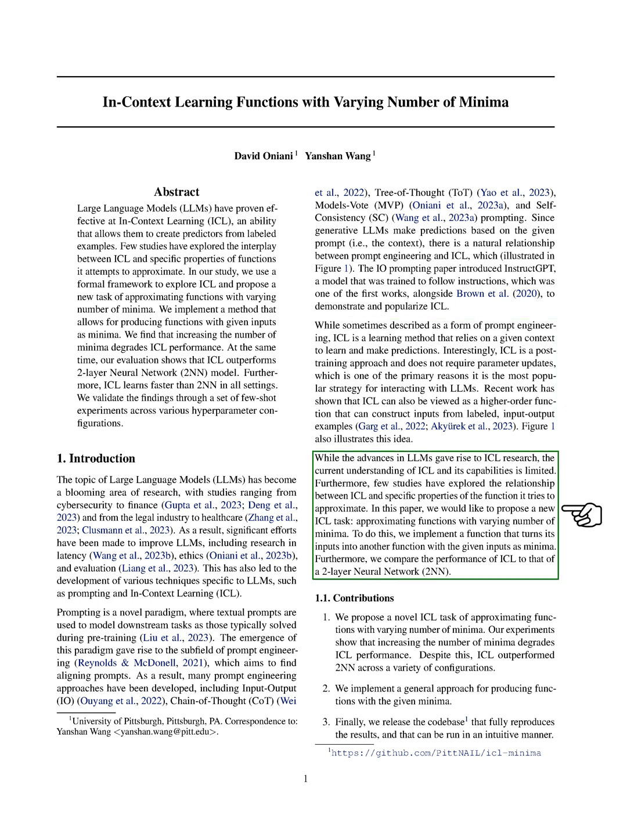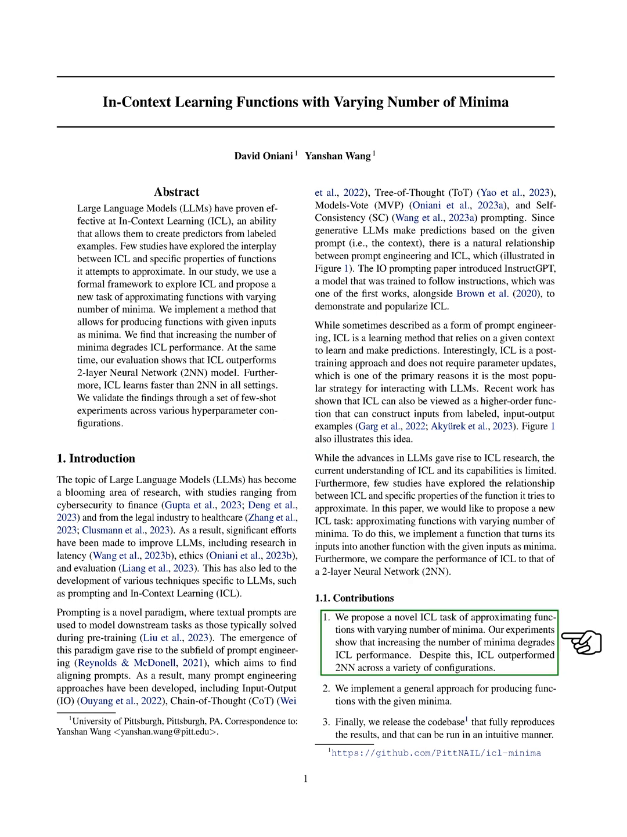While LLM advancements have spurred ICL research, our understanding of ICL and its capabilities is still limited. Few studies have explored the relationship between ICL and specific properties of the function it tries to approximate. In this paper, we propose a new ICL task, approximating functions with a varying number of minima. We implement a function that transforms its inputs into another function with the given inputs as minima. We also compare the performance of ICL to that of a two-layer neural network, 2NN.